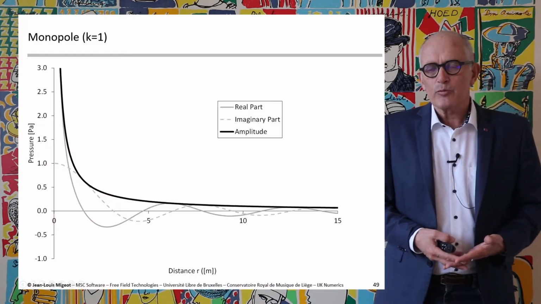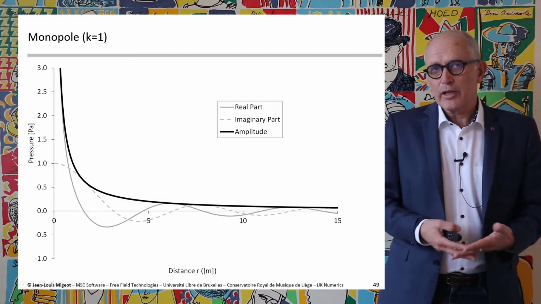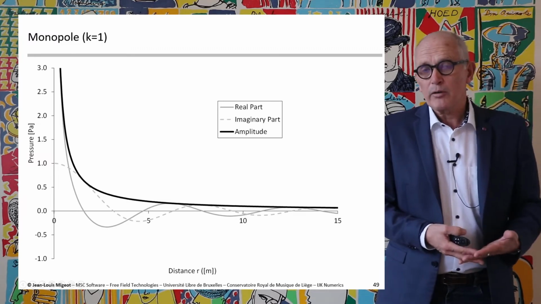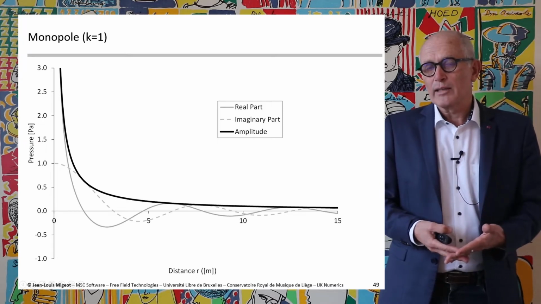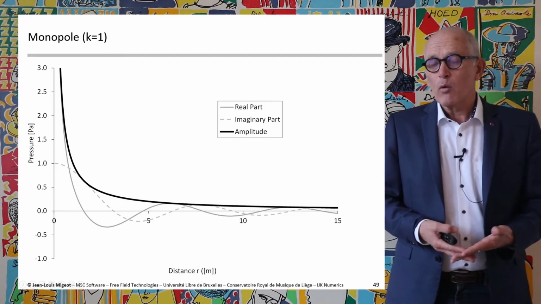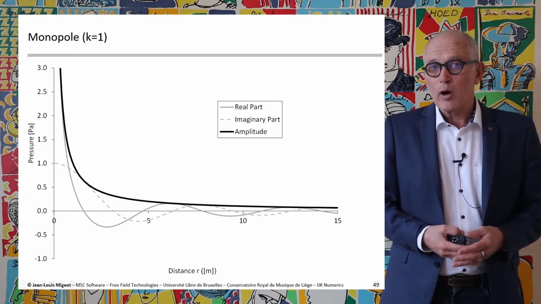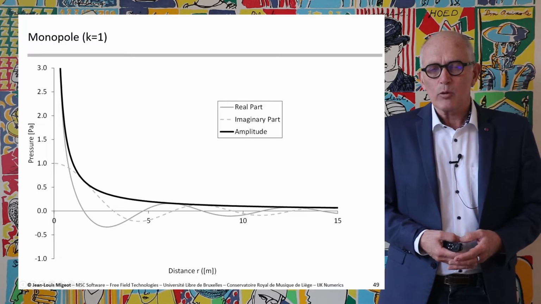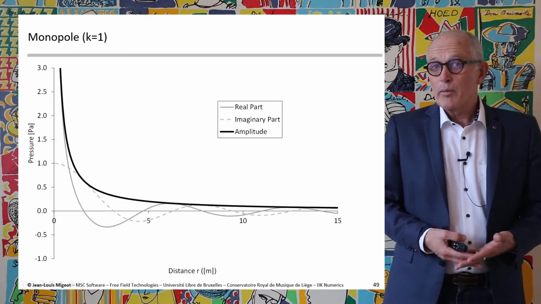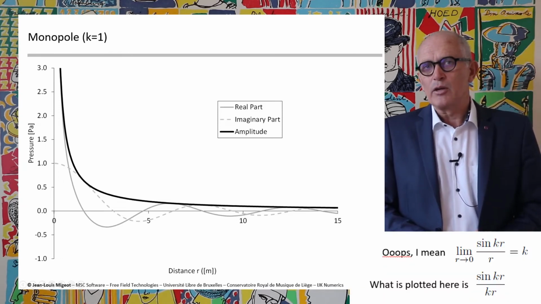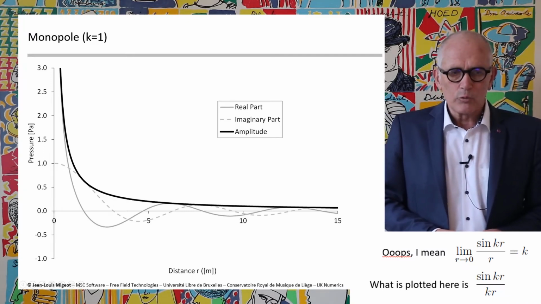Let's look at the pressure distribution as a function of distance. Of course, we see two things. We have a wavy character that comes from the complex exponential, so we have a real part and an imaginary part. They are both oscillating, one like a cosine function, the other one like a sine function. But here we have the 1 over r term that we have to take into account. And you see that the real part, cosine kr over r, tends to infinity when r tends to zero, while the imaginary part, sine kr over r, remains finite because it's a sinc function, and the limit when r tends to zero of sine kr over r is equal to 1.